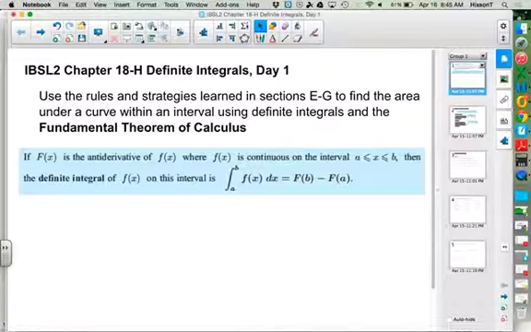definite integral of f on this interval is the integral from a to b. You put the lower number on the bottom, the higher number on the top, okay, of f of x dx, and that will equal the antiderivative evaluated at b minus the antiderivative evaluated at a.